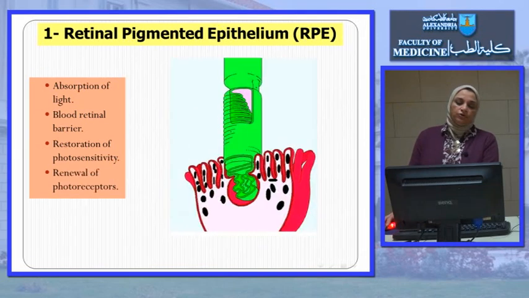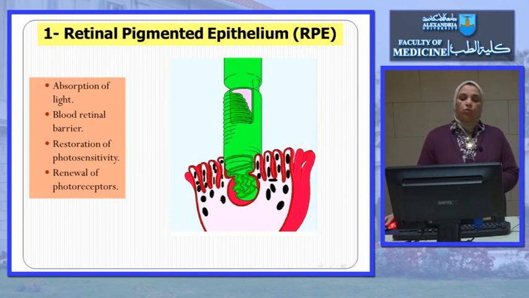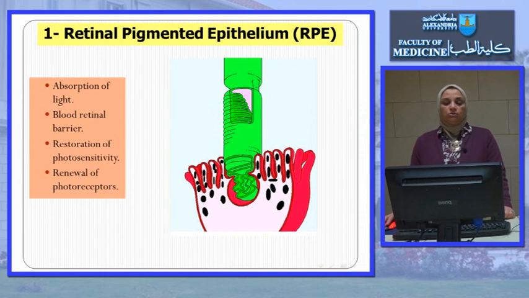the outer segments of rods and cones, and so it helps in phagocytosing the tips of these outer segments for renewal of the photoreceptors. So which cell is responsible for renewal of the photoreceptors, rods and cones? It is the pigmented epithelial cell, or retinal pigmented epithelial cells, by phagocytosing the tips. Which organelle will be responsible for phagocytosing these tips? The presence of lysosomes.